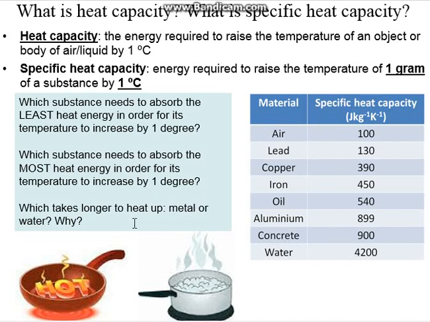Now this question, what takes longer to heat up, metal or water, and why? This one is actually on your notes. So, do you think it'll be metal? If we look at metal, metal is around 450 for iron. So which one do you think will take longer to heat? Iron with a 450 specific heat capacity, or water? If you said water, you are correct, because it has a higher specific heat capacity.